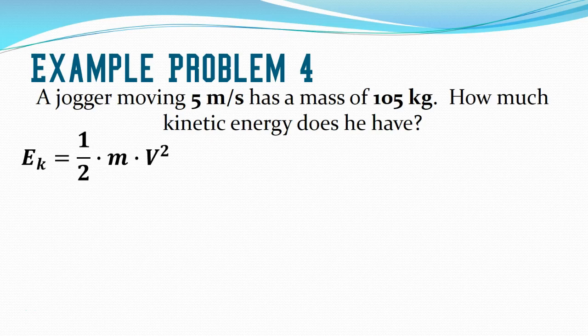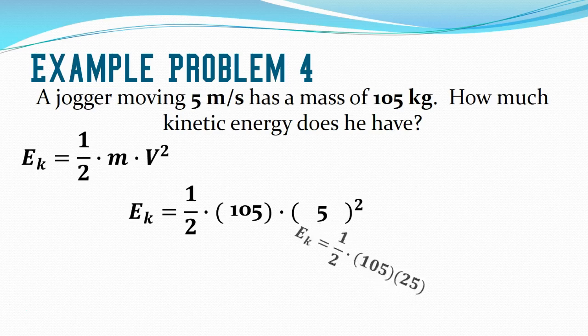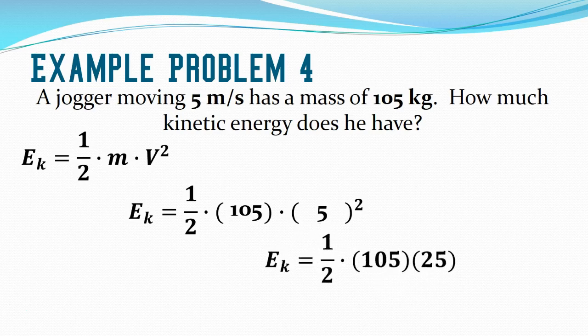I'm going to plug in what I know. I need to find energy, so I'm going to leave energy as a variable. I'm going to plug in my mass of 105, my velocity of 5, and now it's just order of operations. I'm going to square my 5. Half of 105 times 25 gives me 1,312.5 joules. If the jogger was running faster, they would require more energy. If the jogger was running slower, they would require less energy.